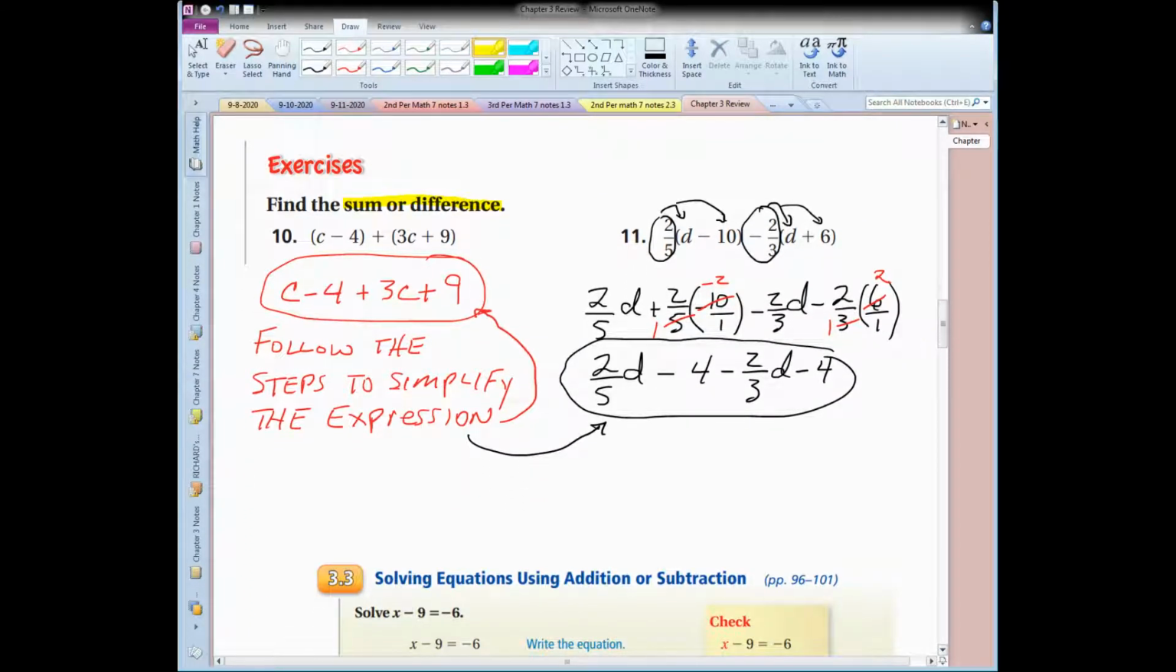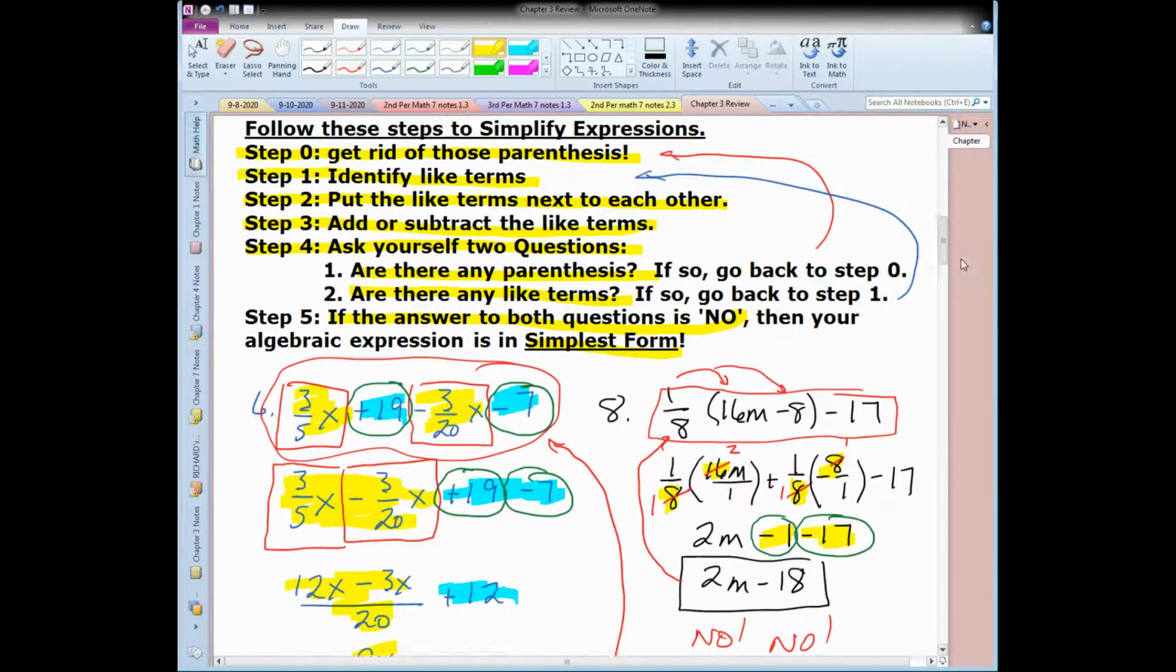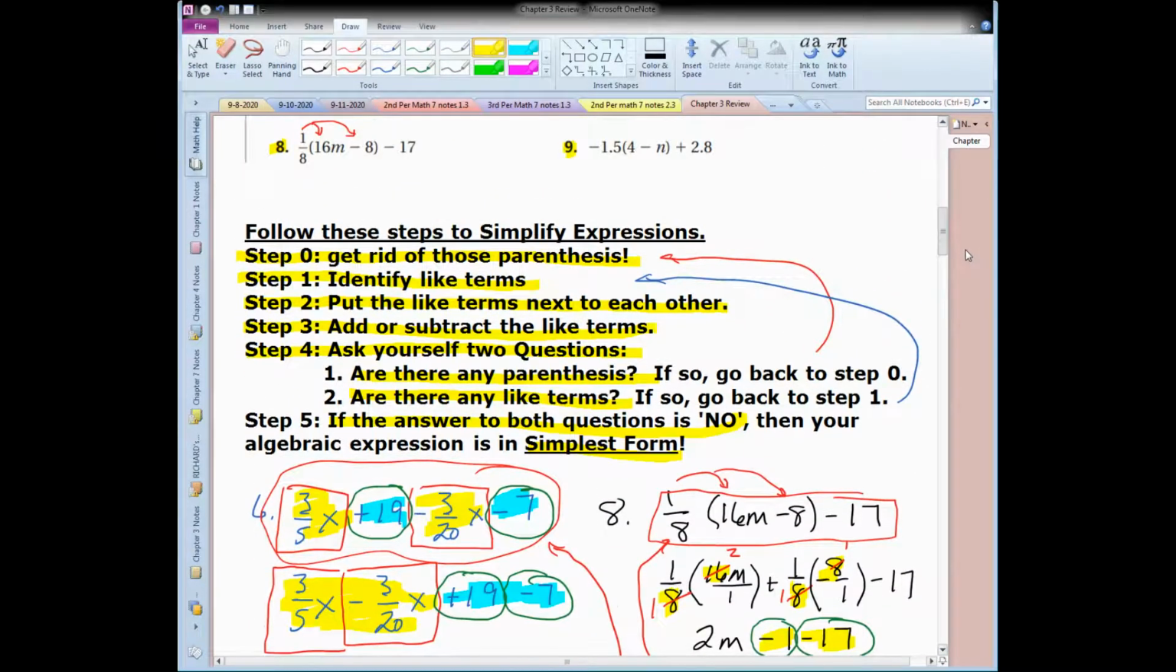For number 10, and I didn't work all these out, I got them to a place where you can come back up here and follow the steps. All right.